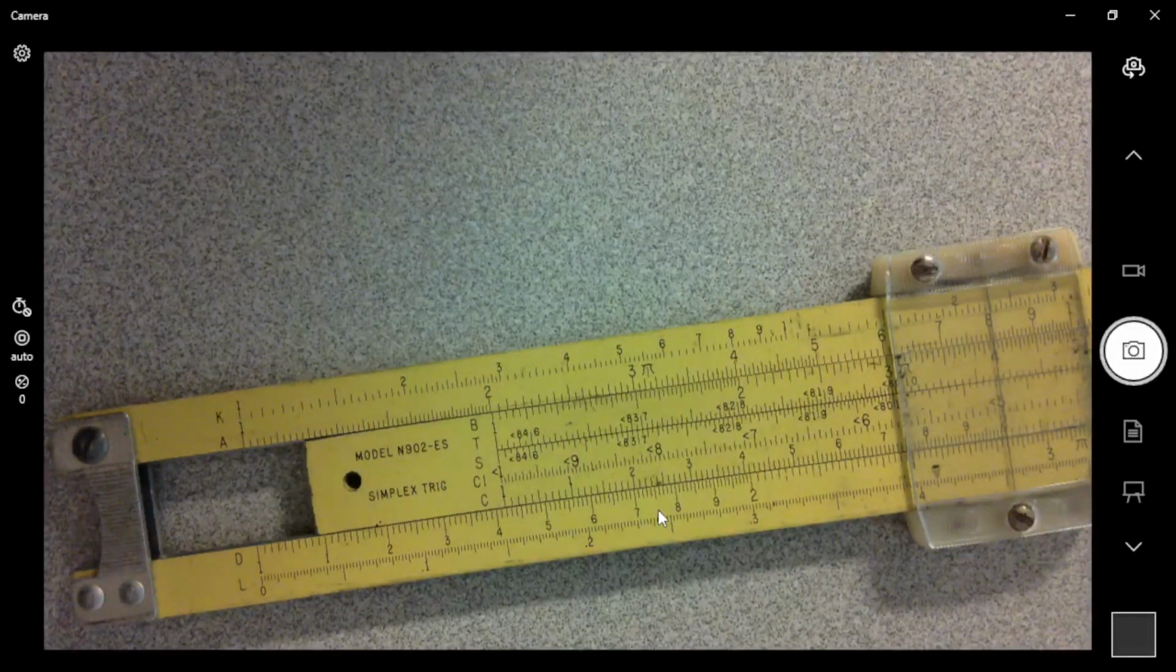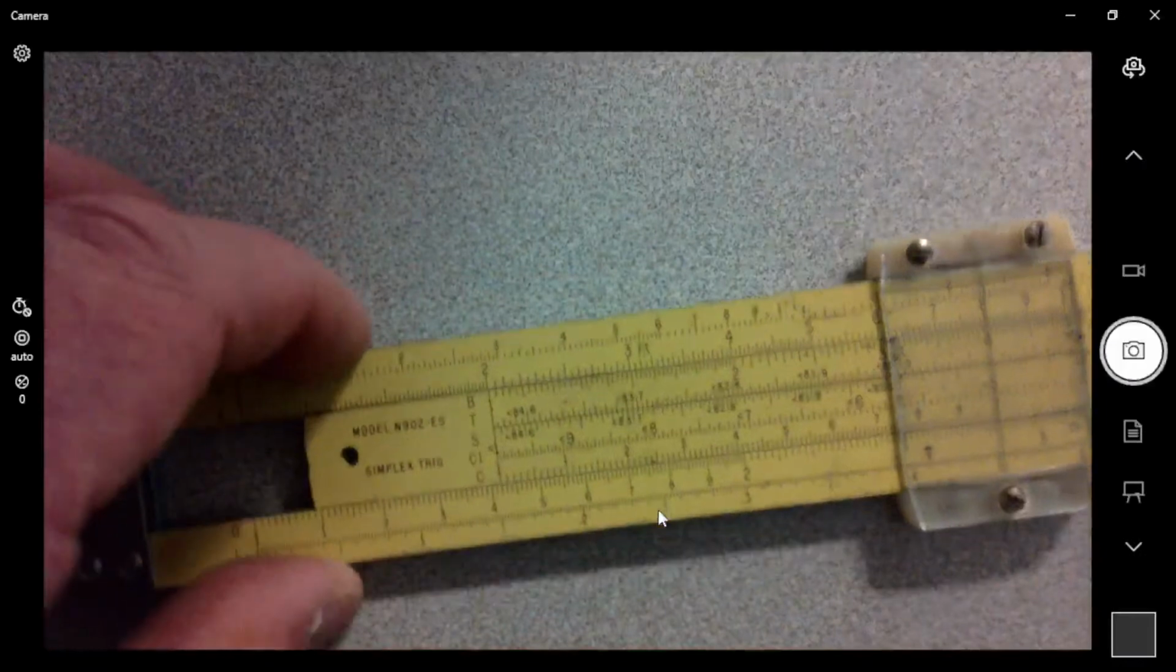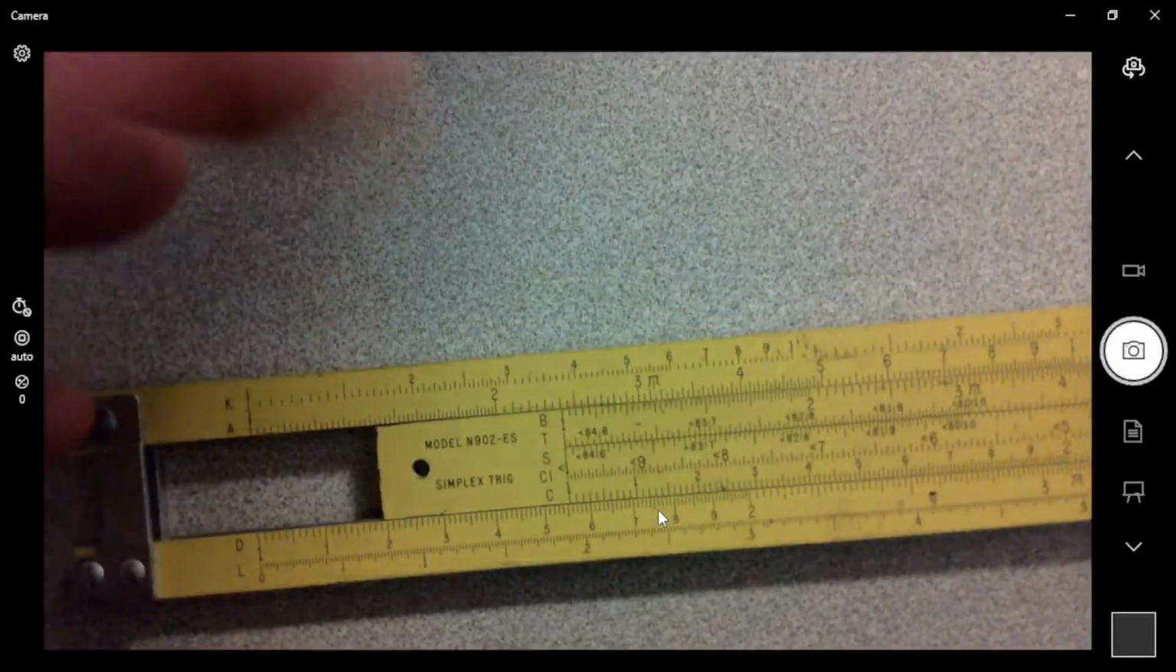In fact, they're all lined up perfectly. Well, not perfectly because this isn't lined up perfectly, but 2 times 2 is 4. 2 times 3 is 6. 2 times 4 is 8. 2 times 5 is 10. But you get the picture. You can multiply two numbers by lining them up on this. You can do a similar thing by lining up two numbers that you want to divide.